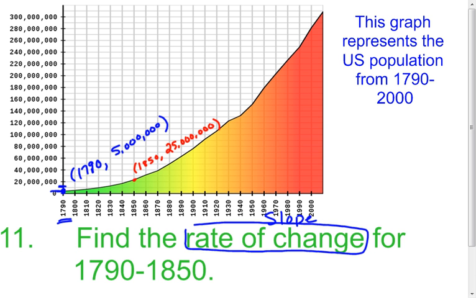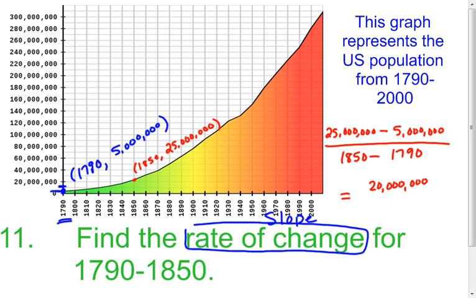So when you do your slope or your rate of change, again, you have to do difference of y's on the top over difference of x's on the bottom. So in this case, 25 million minus 5 million over the difference in years. So 1850 minus 1790. I know these are not pretty numbers, so we just have to deal with it. But you're going to get 20 million over 60.